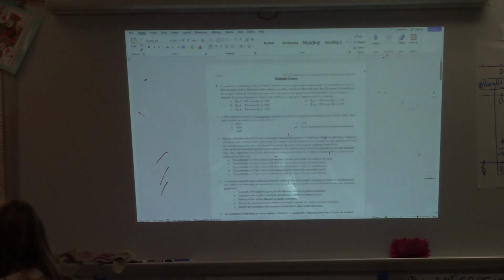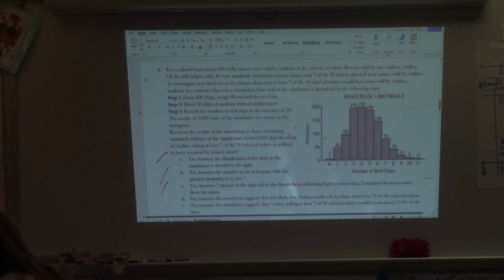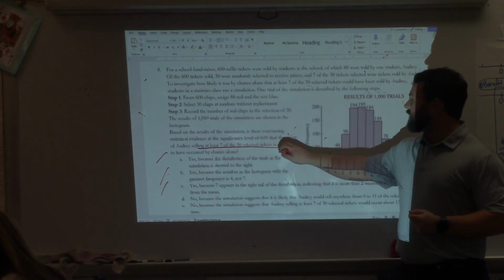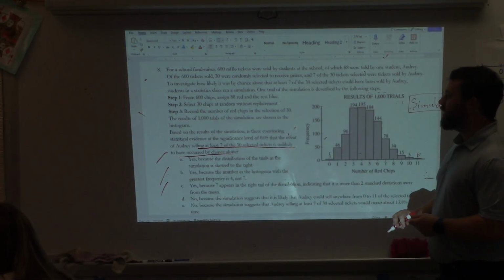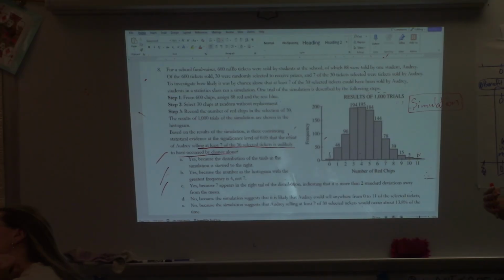Really quick though, I want to talk about this question on the test that y'all took before Thanksgiving break. I know that this is a really weird question, but I need y'all to recognize that this is a simulation. When I was talking with someone about this question, they said it's basically a p-value. And it is. It says, of Audrey selling at least 7 of the 30 selected tickets, is it unlikely to have occurred by chance alone? That's the question of a p-value. When you can't do a traditional hypothesis test, you have to use a simulation method.